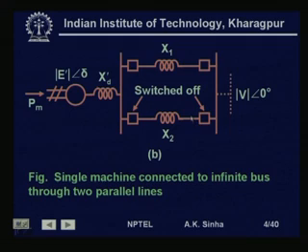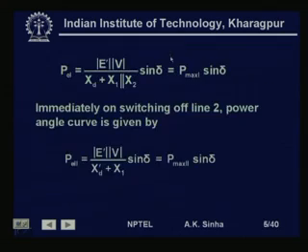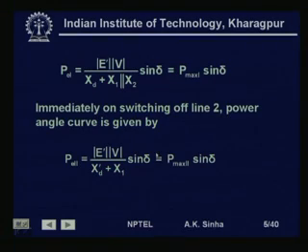When the line is switched off, the reactance between the generator's internal voltage and the infinite bus will be equal to x d dash plus x 1 only. So, the electrical power output will be given by the relationship E dash V by x d dash plus x 1 into sine delta, where again delta is the angle between the internal voltage of the synchronous machine and the infinite bus.